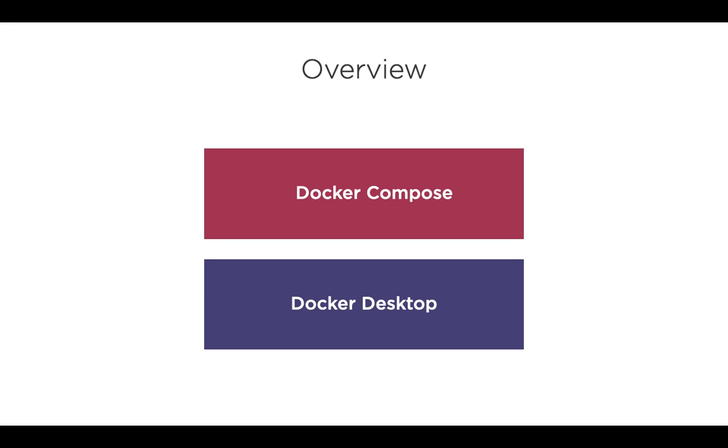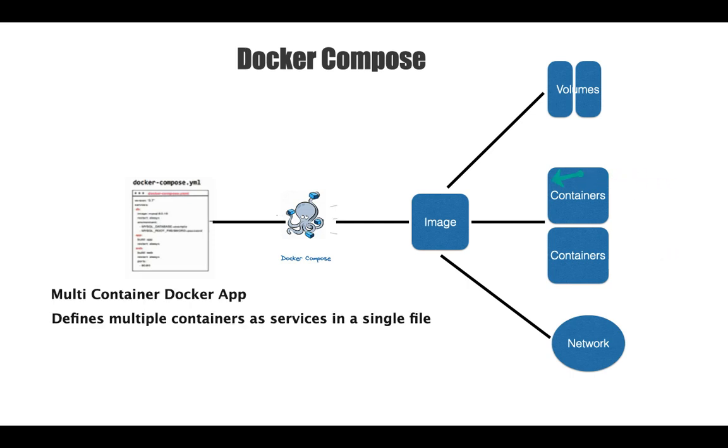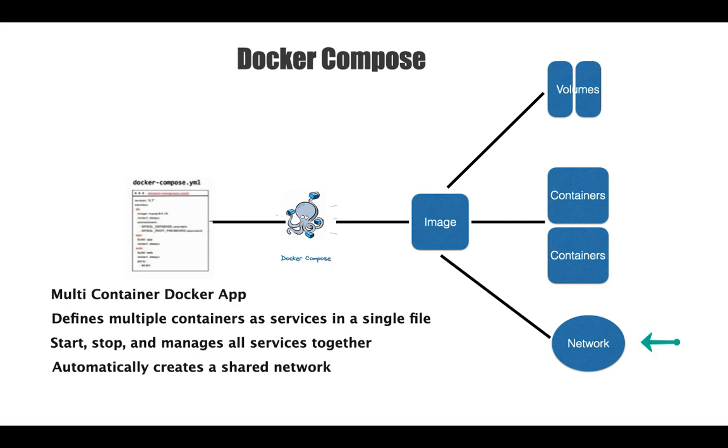It is a very simple install and it installs the Docker Engine, Docker CLI, Docker Compose, among other tools as a part of its installation. Docker Compose is a tool for defining and running multi-container Docker applications. It uses a YAML file to configure the application's services, networks, and volumes. With Docker Compose, you can define multiple containers as services in a single file, start, stop, and manage all services together with simple commands, automatically create a shared network for the containers, and manage Docker storage volumes.